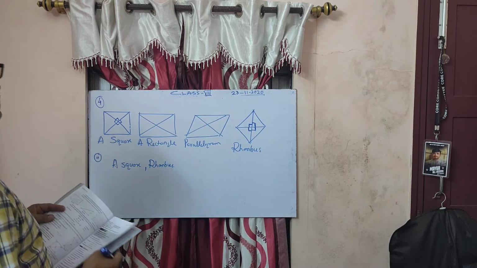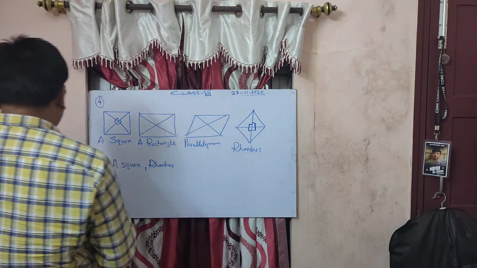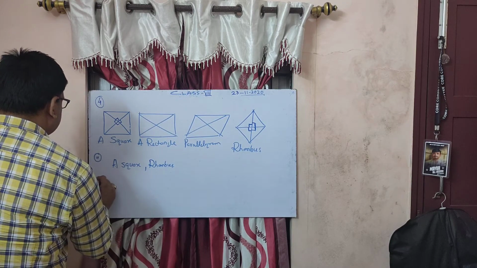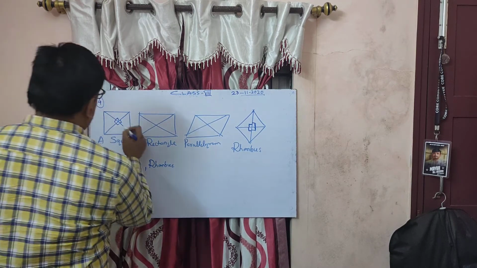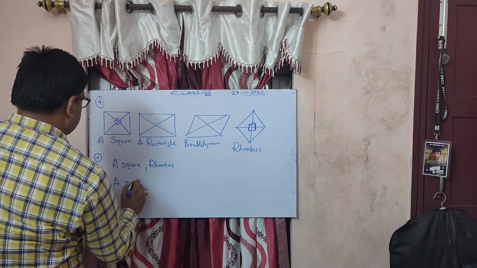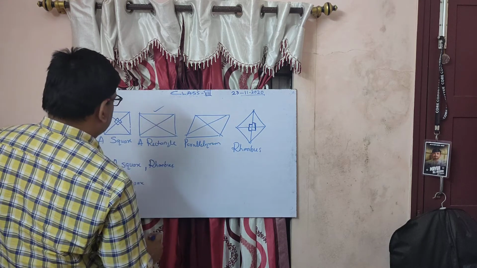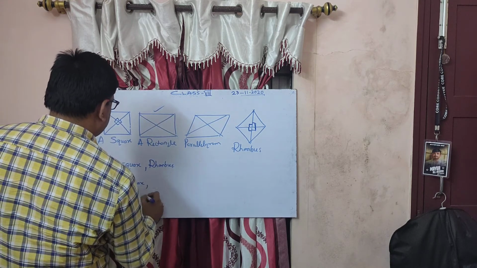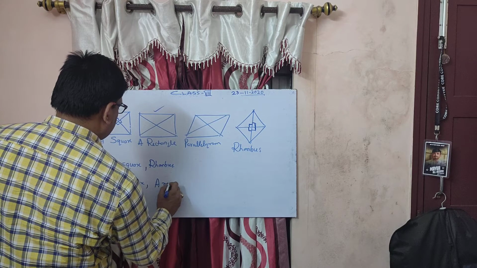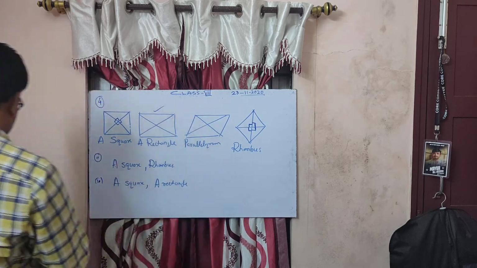The third question: are equal. What are equal? The diagonals are equal. The third one is, looking at this, we can say a square. Square is the correct answer, first one. And in a rectangle also, the diagonals are equal.